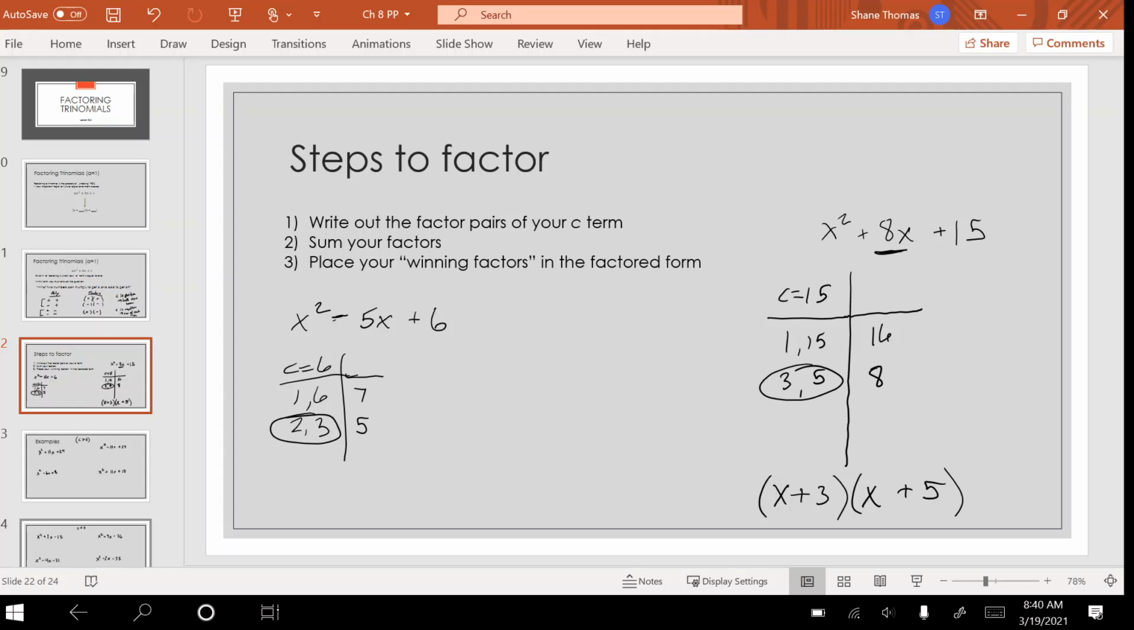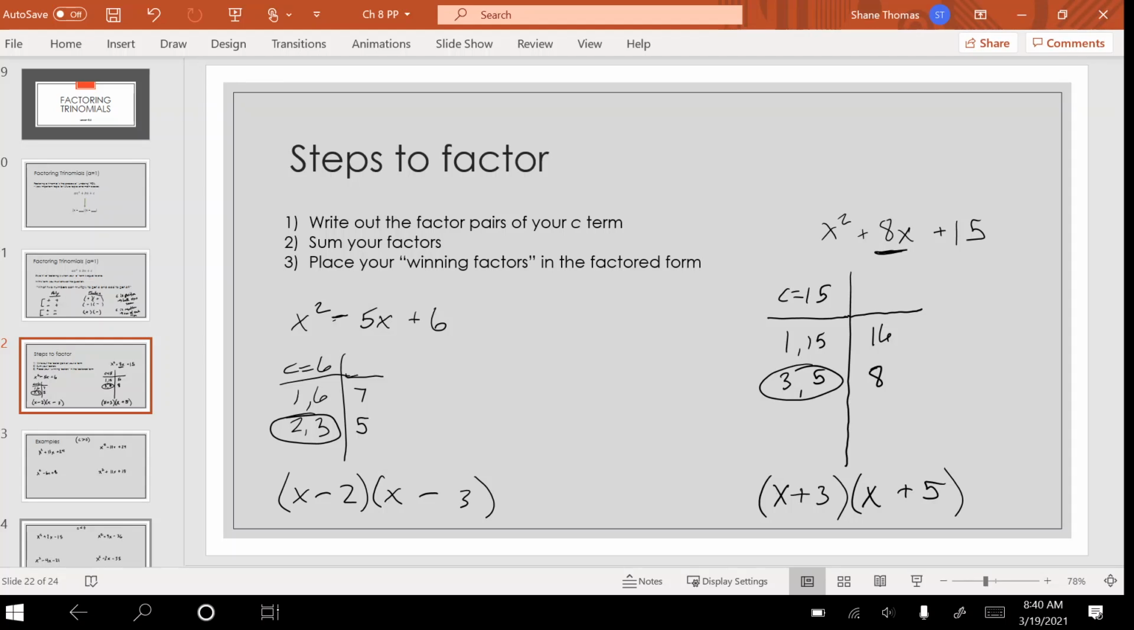Okay. Now, if you look up there, it's a minus plus. If it's a minus plus, what's my output going to be? Minus minus. It's x minus, x minus. I just found my two terms, 2 and 3. Now, you could take these. If you ever want to check yourself, just FOIL it.